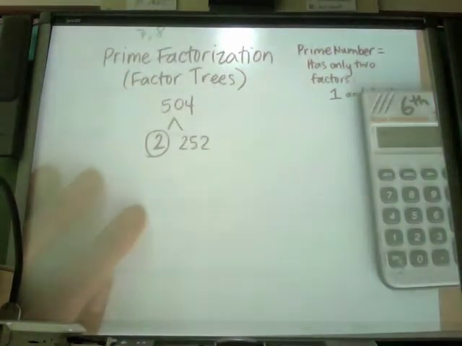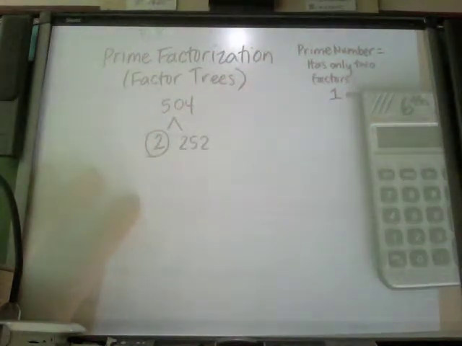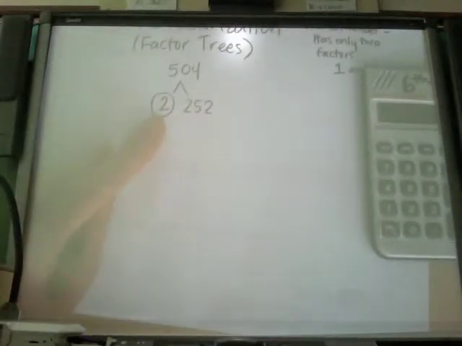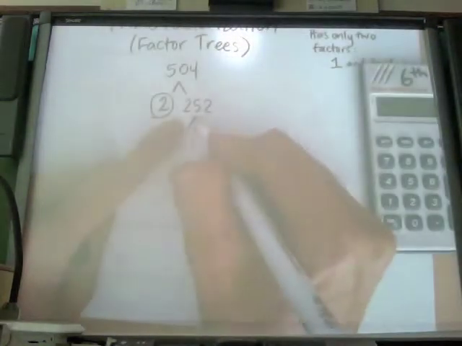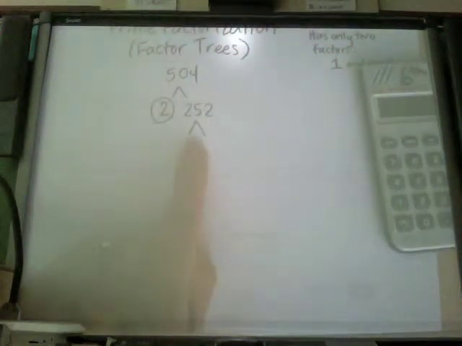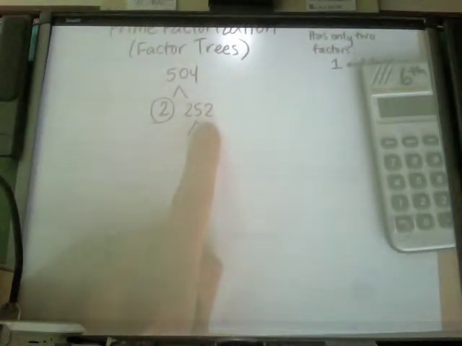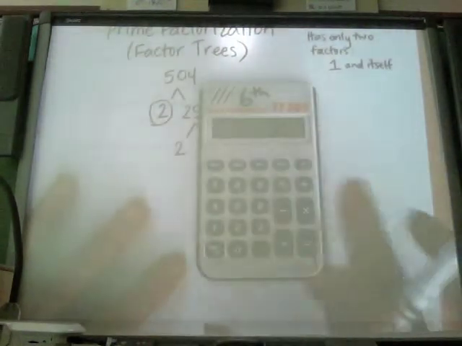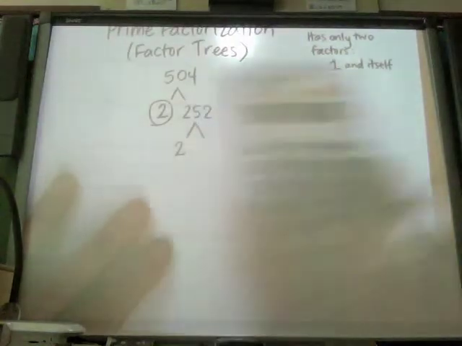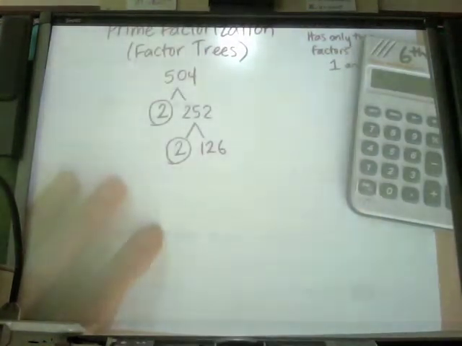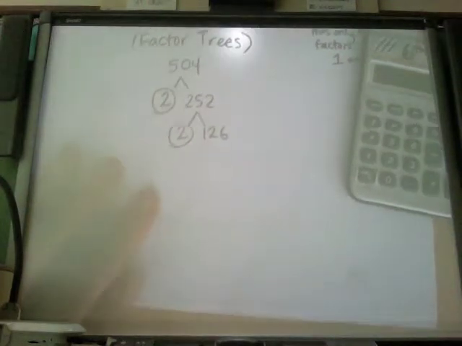Now, 2 is prime. Again, the smallest prime number is 2. So I'm going to circle it, and it means that that branch of my little tree is done. Any branch that is not a prime number, you need to keep factoring. How do I know this one's not prime? Well, it ends in an even number, which means it is divisible by 2. 252 divided by 2, 126. I have another prime number. I circle it so I don't forget it at the end.